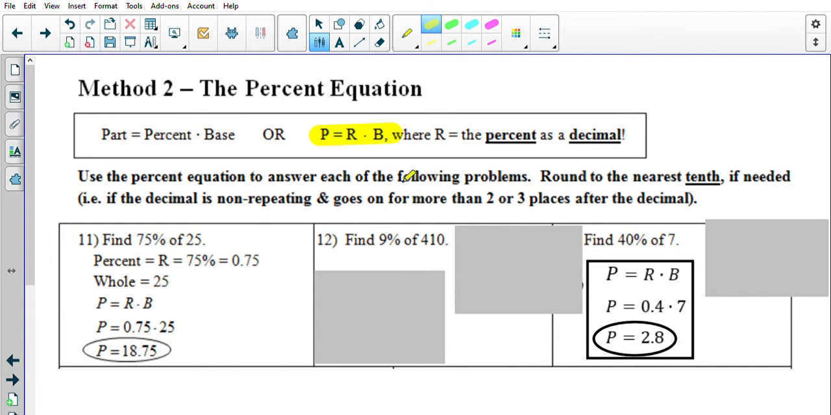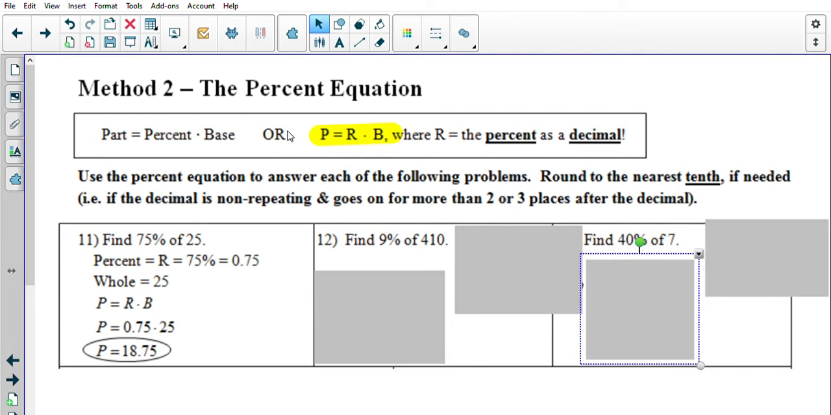So for our next set of examples, it's going to ask us to use the percent equation to find our solution. So let's go ahead and do that. Question number 11 is done for us. It says find 75% of 25. So the base is 25, or whole. You can see the word whole written here. The percent is 75%, which we'll write as 0.75. So for P equals R times B, replace R with 0.75, B with 25, and you'll do 0.75 times 25 to get a part of 18.75.